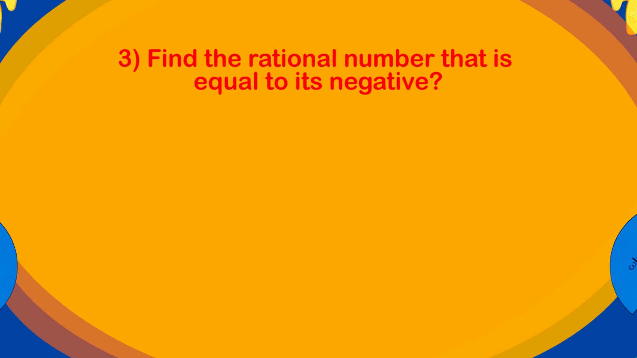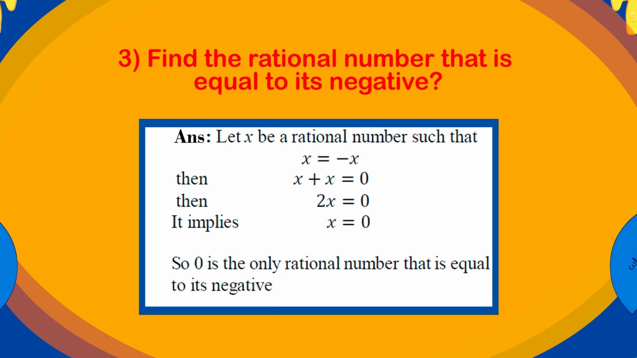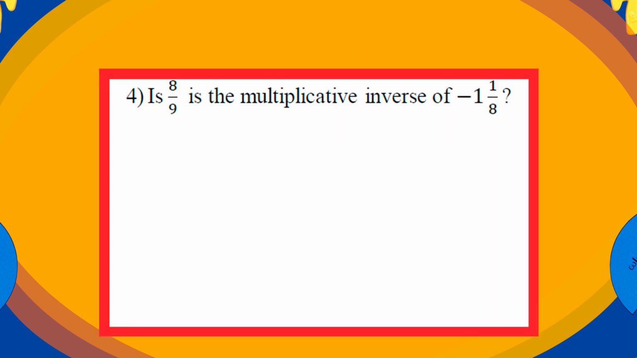Third question, find the rational number that is equal to its negative. It is also very interesting. Let us see the solution. Let x be a rational number such that x is equal to its negative, that is minus x. Then by taking minus x to the left hand side, it becomes x plus x is equal to 0, that is 2x is equal to 0. Since 2 is not equal to 0, the only possibility is x is equal to 0. So, 0 is the only rational number that is equal to its negative.